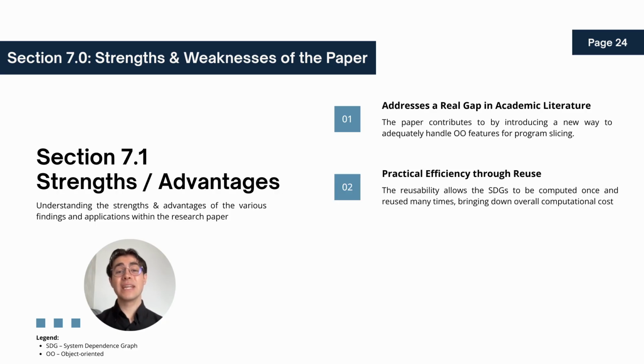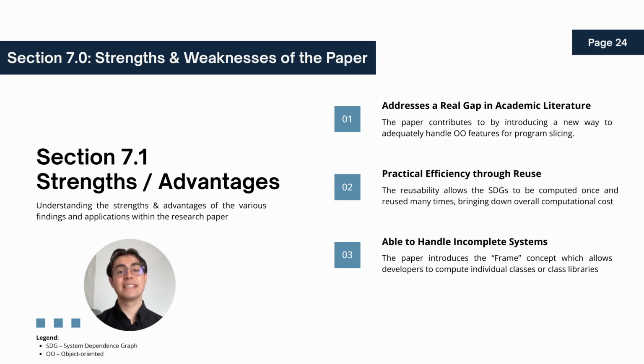The second strength is that it was practical and efficient through reuse. One of the biggest strengths is the emphasis on reusability. The authors designed their system dependence graphs so that class representations can be computed once and reused many times. For derived classes, you inherit the analysis from the base classes and only compute what's new. So this mirrors exactly how OO development actually works. And the authors acknowledge, if I may quote, that most applications reuse components, and it is possible to analyze a component once and reuse the analysis information many times.